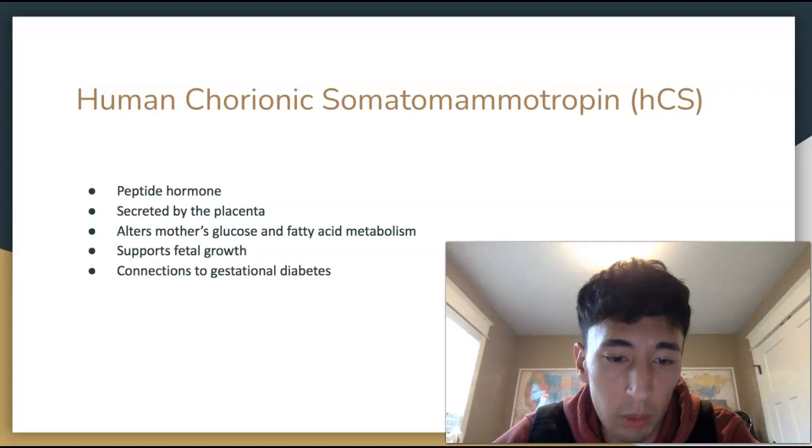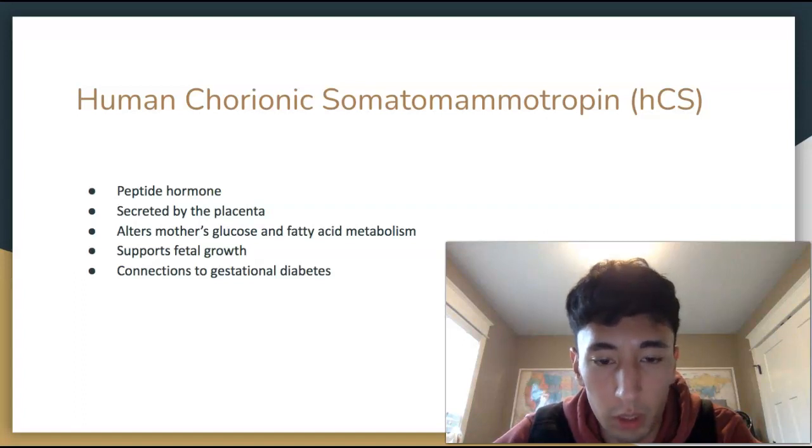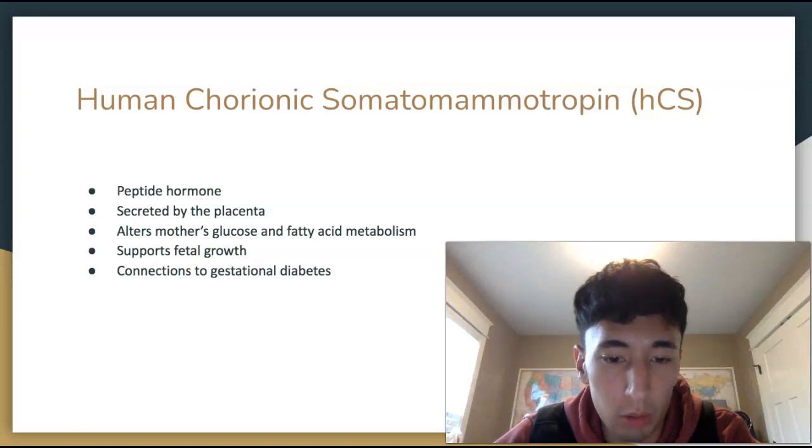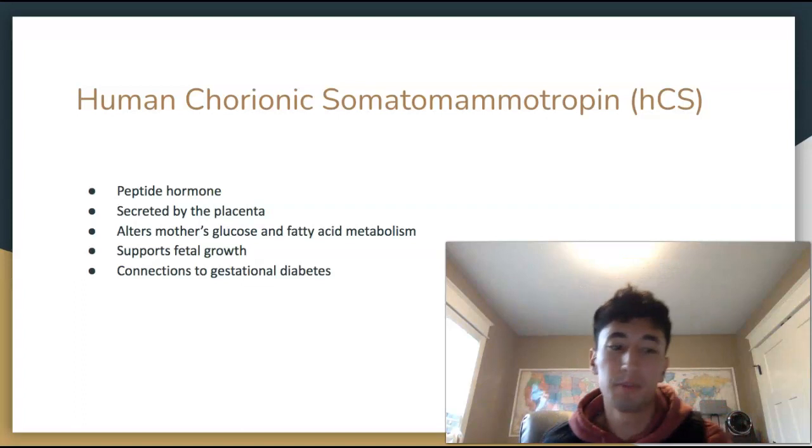Gestational diabetes is similar to type 2 diabetes, as it is insulin resistant as well. But HCS does play a role in lactation, and it's very important in the metabolism of glucose and fatty acids as well.